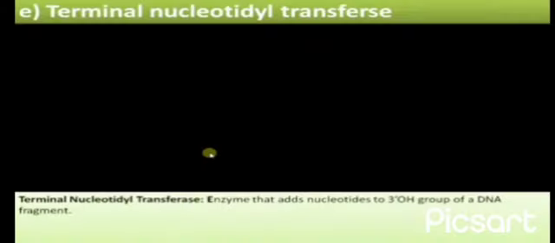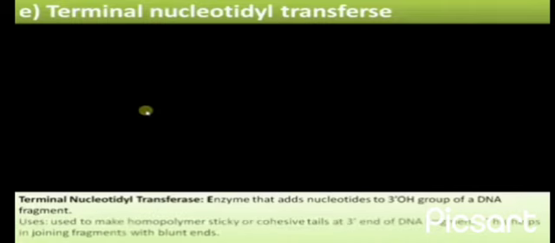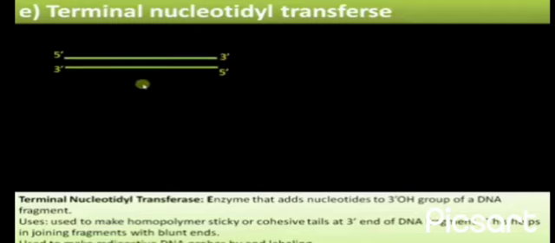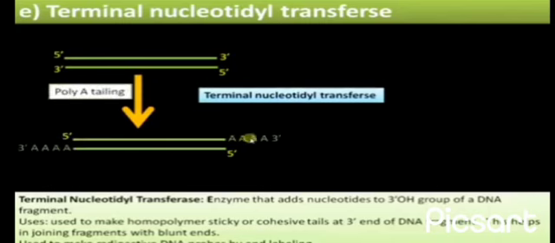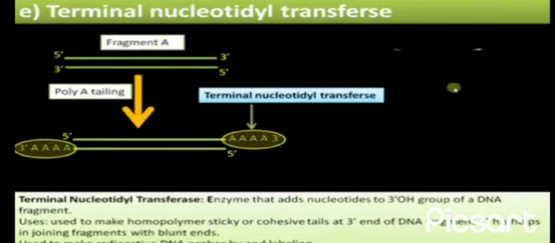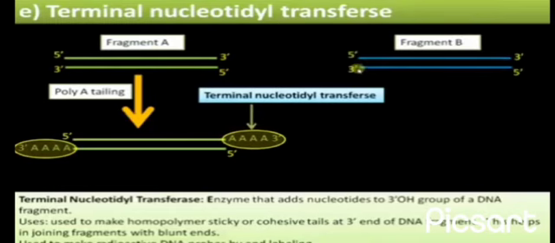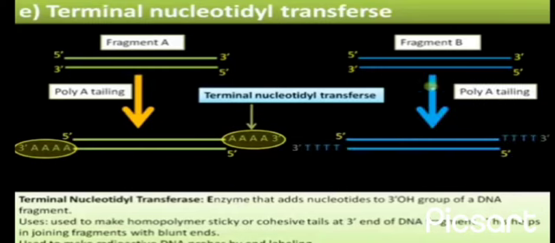Then we have the terminal nucleotidyl transferase. This terminal nucleotidyl transferase is the enzyme that adds nucleotides to the 3' OH group of a DNA fragment. This is used in making homopolymer sticky or cohesive tails at the 3' end of a DNA fragment, and it helps in joining fragments with blunt ends. So when blunt ends are present, it will help them to join.